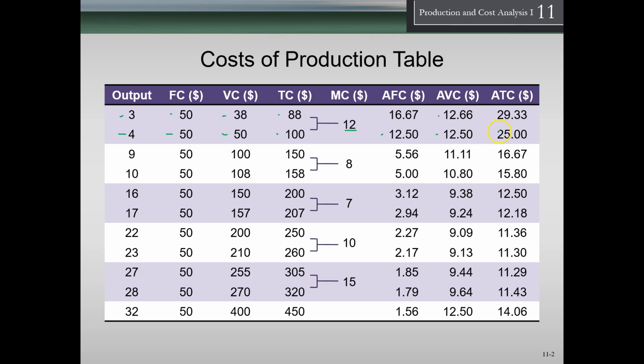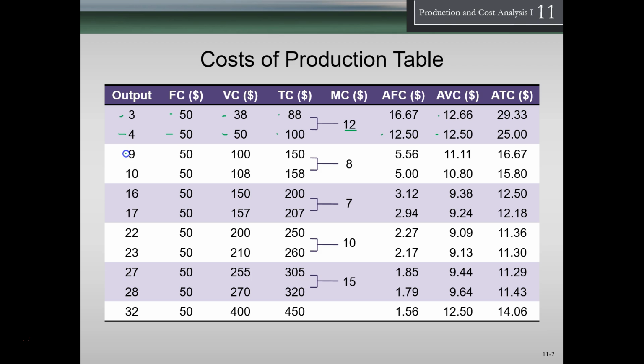So then we're going to talk about the average total cost. Average total cost then could be the total cost divided by the number of units, or it could be the average fixed cost plus the average variable cost. Now we're not going to calculate 5, 6, 7, and 8. We're just going to jump to 9 and 10 and do a similar calculation down here.